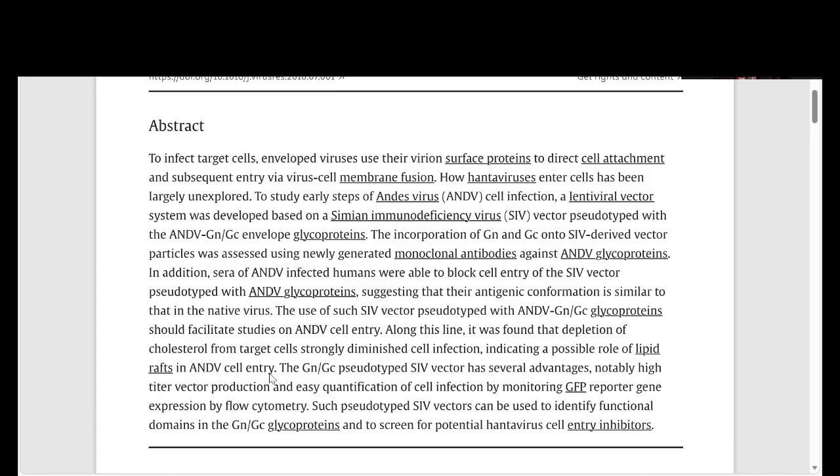Now, this is important because there's research, strong research, that shows that primarily the GN of the spike attaches to the F83 and D85 area of the protocadherin 1 receptor in the location of the EC1.